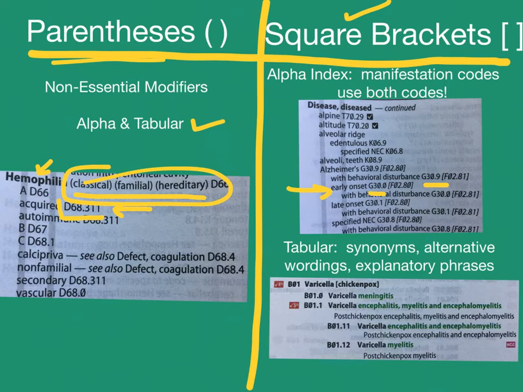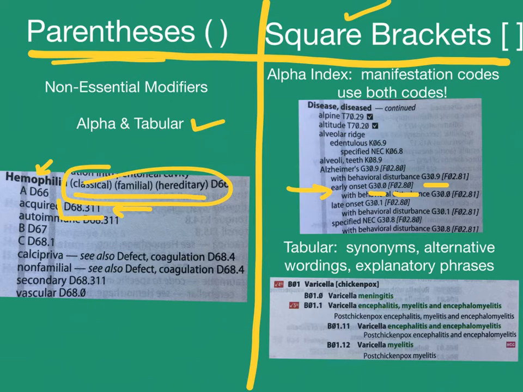So the code G30.3 is used for the early onset Alzheimer's disease, and the F02.80 denotes the manifestation of this disease. How is this disease presenting? In this case, the Alzheimer's disease is presenting as dementia, which is the code F02.80.